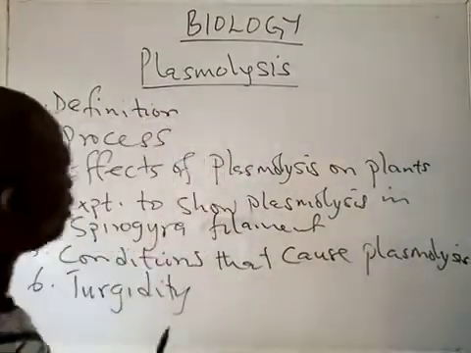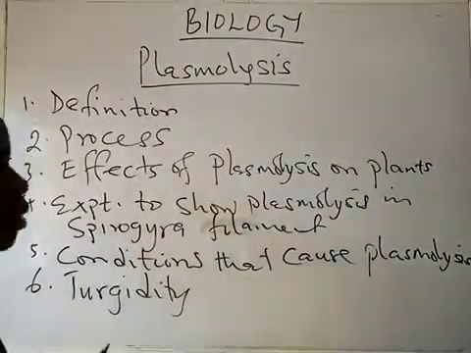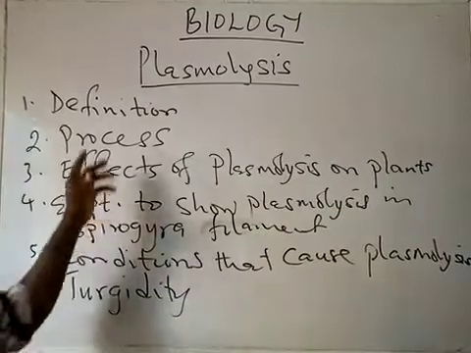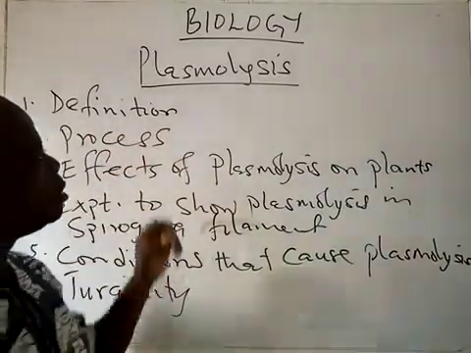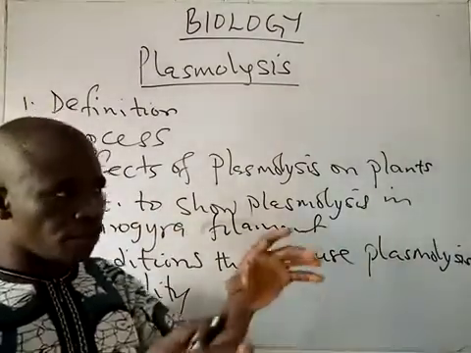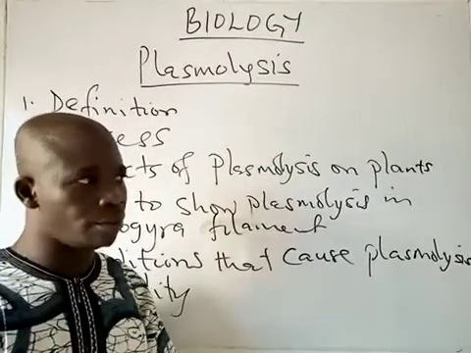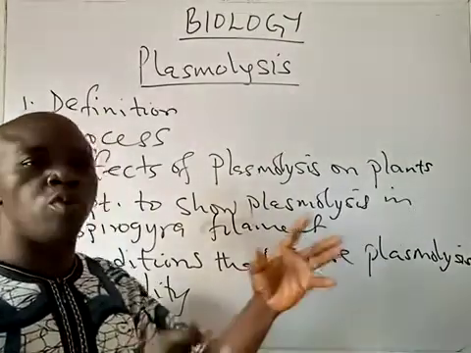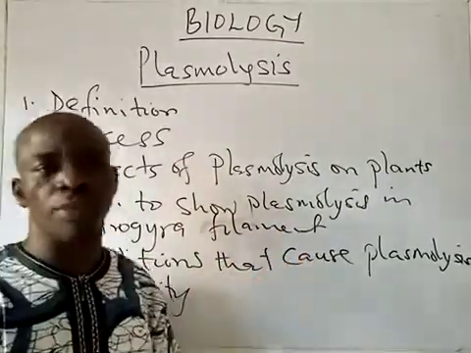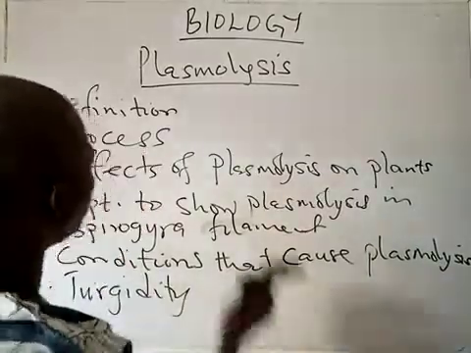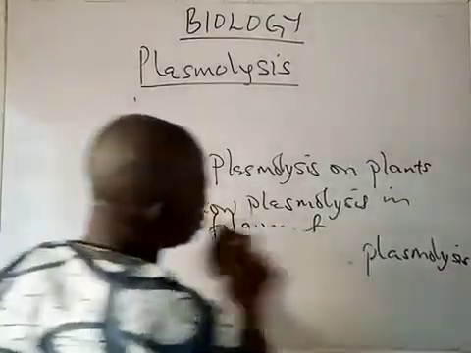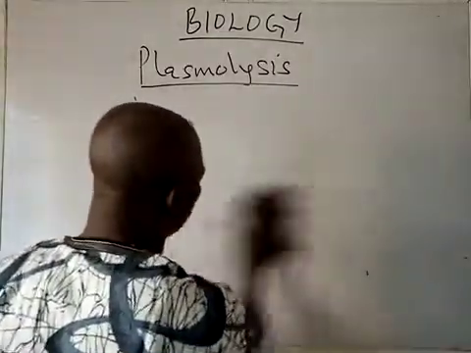Now let's go straight to the topic. Plasmolysis is the shrinkage of the vacuole of a plant cell, whereby the cytoplasm pulls away from the wall of the cell. So let's quickly look at the main points of that process.